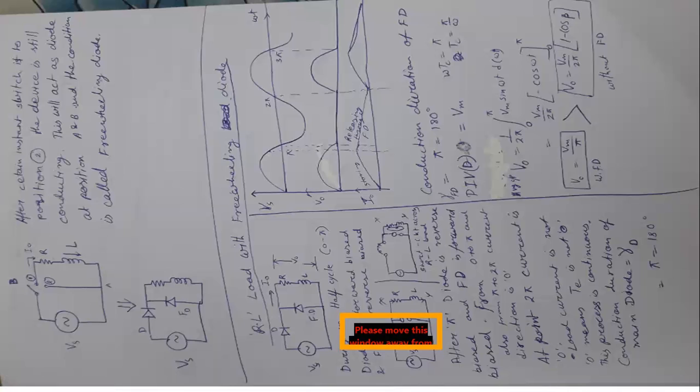The device will still conduct. This will act as a diode at positions A and B, and this is called a freewheeling diode. The device will look like this: Vs, this is the diode, and this is the freewheeling diode, so that the current can get a path to circulate and continuous conduction can happen. This is our RL load with freewheeling diode.